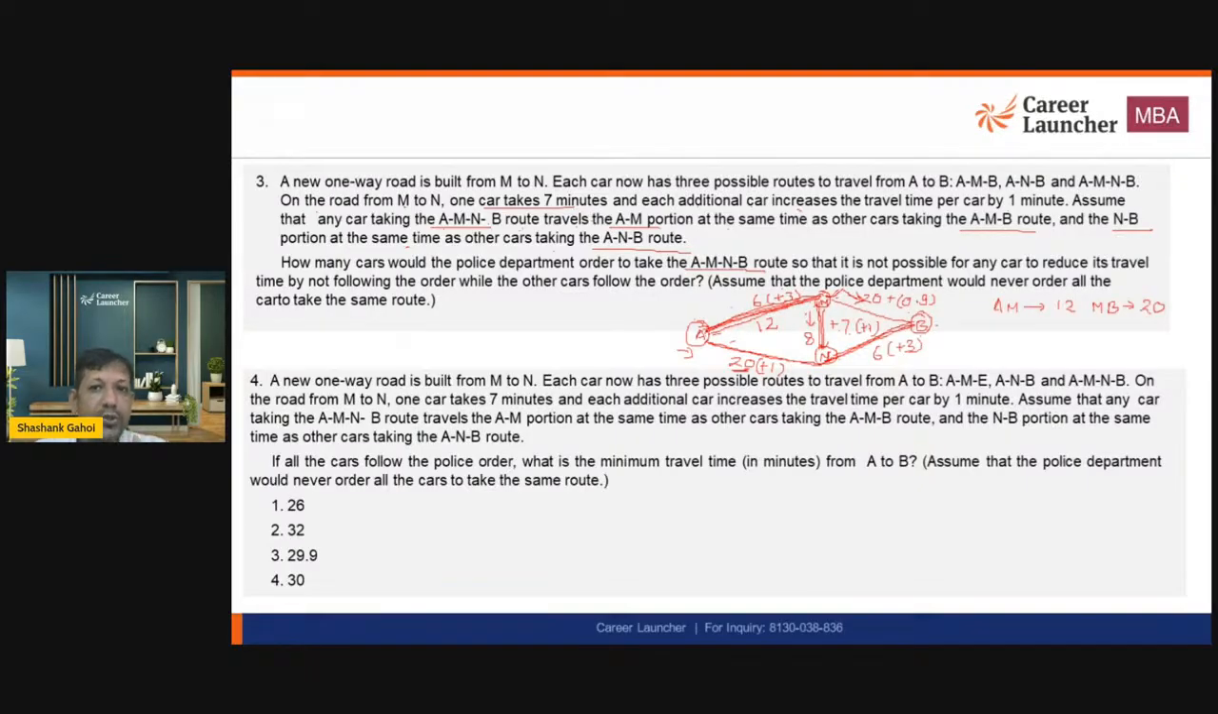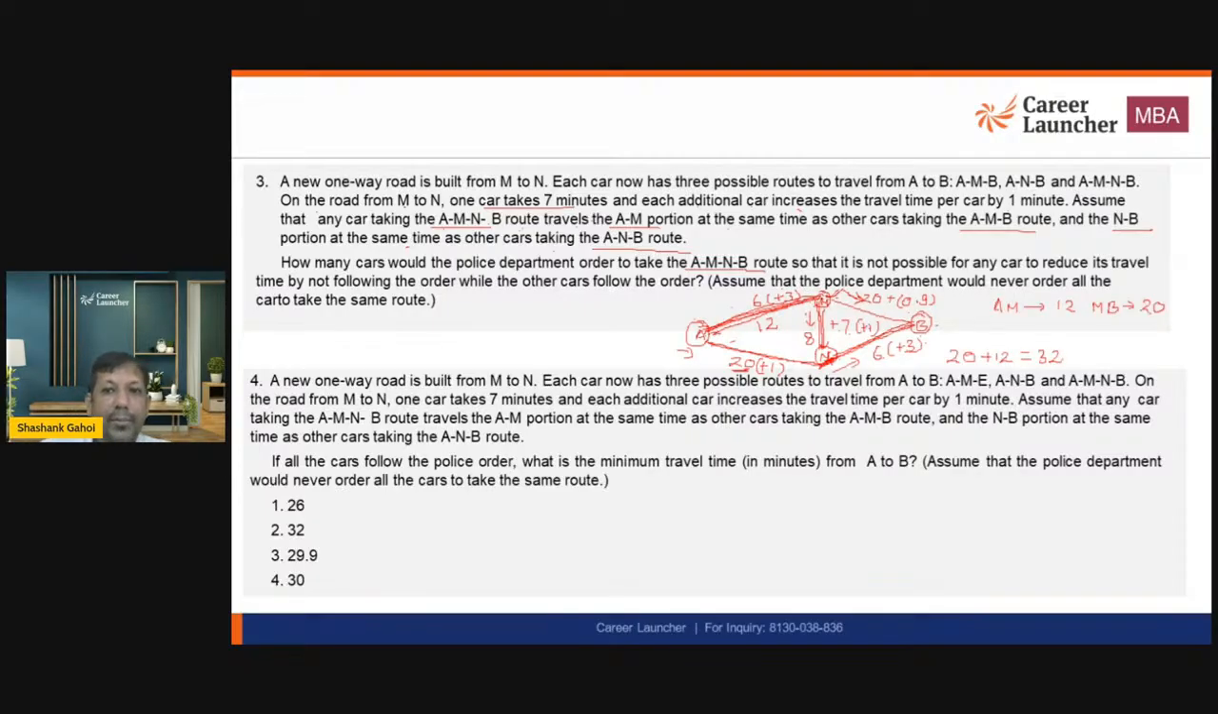So the 2 cars reached N via A, M in how much time? In 20 minutes. This one car from A reached N in how much time? In 20 minutes. So at 20 minutes, there are 3 cars. Now 3 cars are going from N to B, and how much time will they take? 6 plus 3 plus 3, 12 minutes. So the total time taken is 32 minutes.